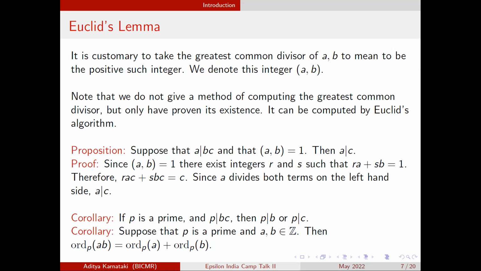Another corollary is very important in some sense. Suppose that p is a prime and a, b belong to the integers. Then the order of p dividing ab, the largest exponent of p dividing ab, is simply given by the addition of the two largest exponents for each individual a and b.